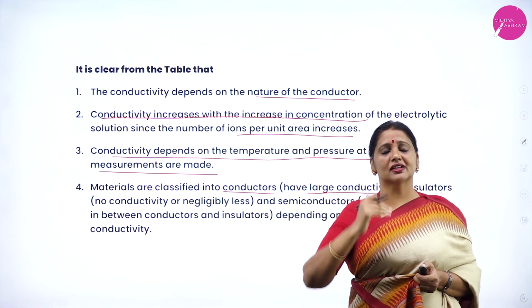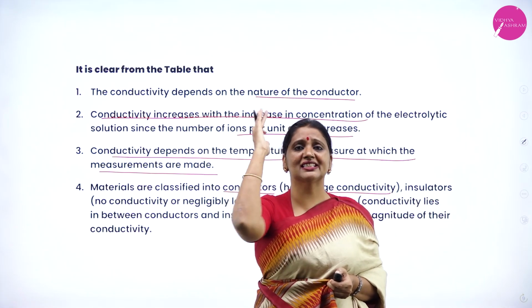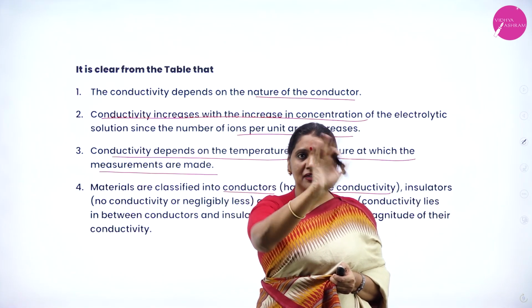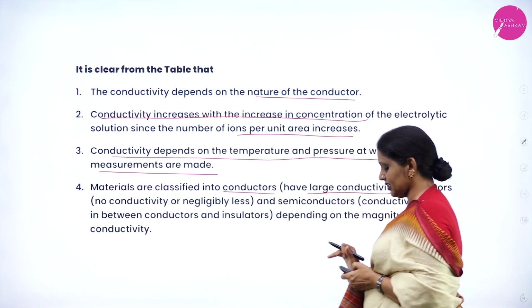If they have large conductivity, they are called conductors. If they have a low value of conductivity, they are called insulators. If it is between that of conductors and insulators, they are called what? Semiconductors.